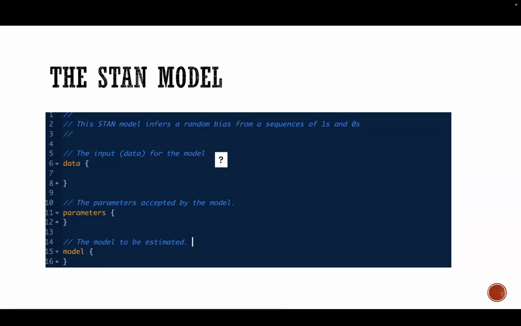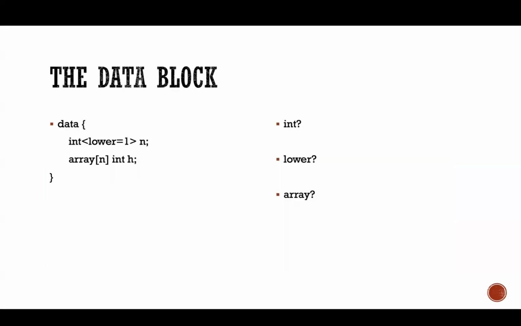Yes. The sequence of choices. Anything else? Right. The number of trials and the sequence of right and left. So we write data, curly bracket. We then say integer with a lower boundary of 1.